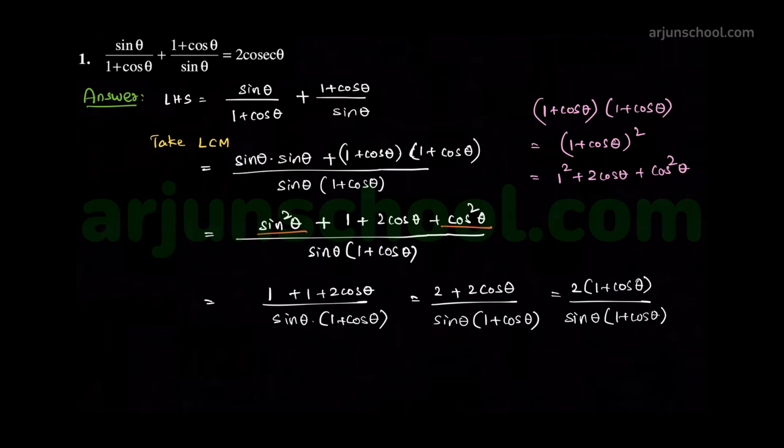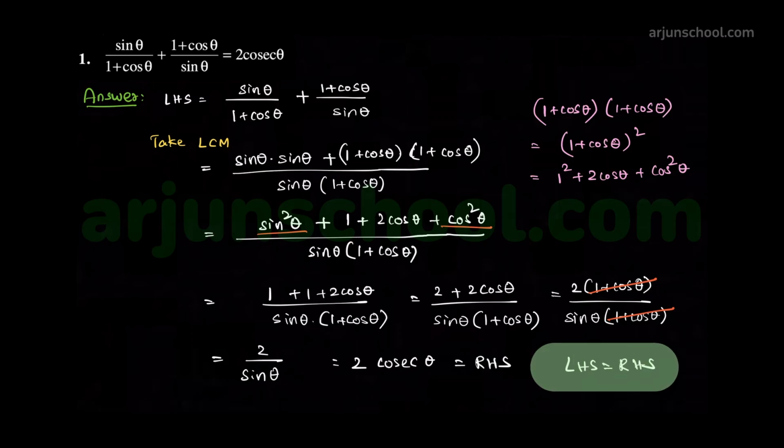We can cancel 1 plus cos theta from both numerator and denominator. That is equal to 2 by sin theta. We can write 1 by sin theta as cosecant theta. That is equal to 2 times cosecant theta, which is equal to RHS. Therefore, LHS is equal to RHS. We have proved that sin theta by 1 plus cos theta plus 1 plus cos theta by sin theta is equal to 2 times cosecant theta.